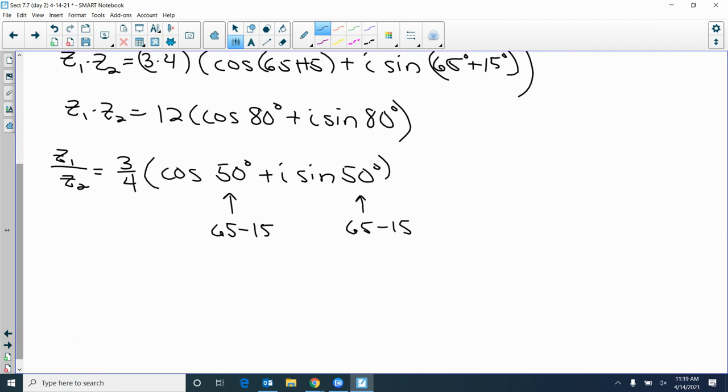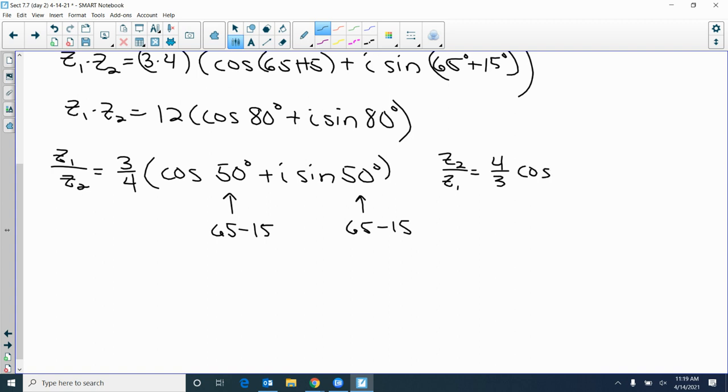In that case, now, I know I didn't say it in the directions, but you don't always have to do Z1 divided by Z2. You can divide the other way. So I want to show you something. What does Z2 divided by Z1 look like? Z2 divided by Z1, that's going to be 4 over 3.